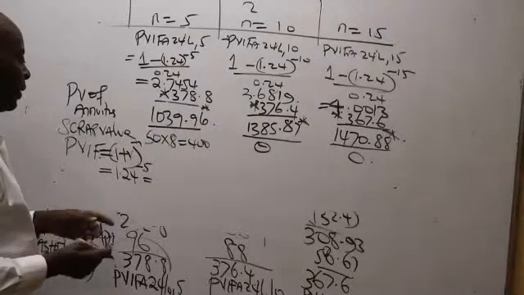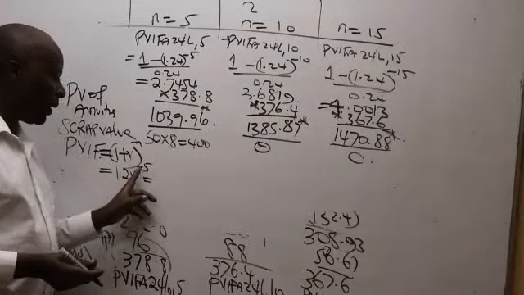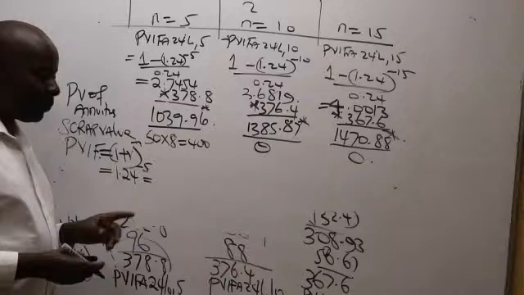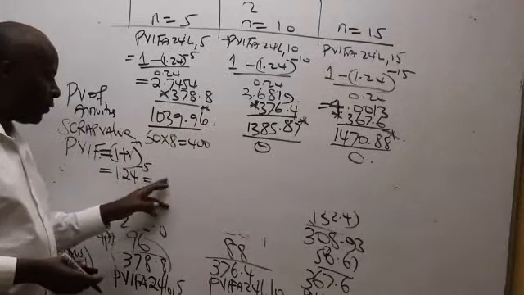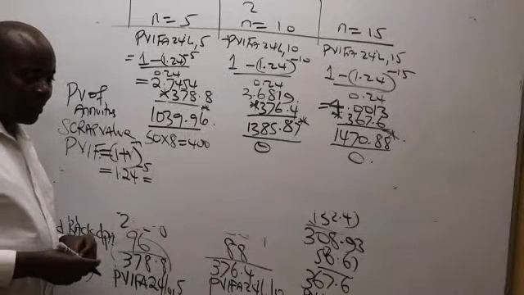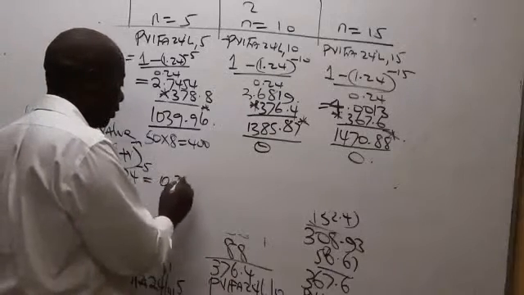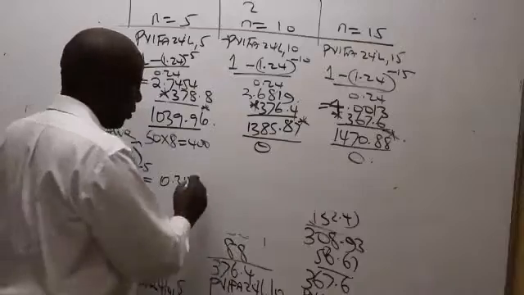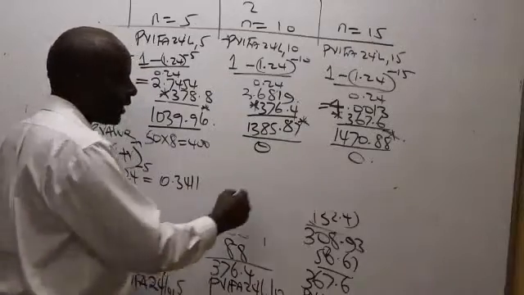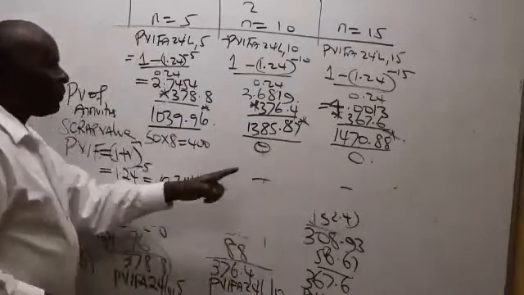So can somebody give me this figure? 1.24 raised to minus 5. What do we have here? Abayo is giving me 0.3411. The others I'm not interested in, because when multiplied by 0 they will be 0.